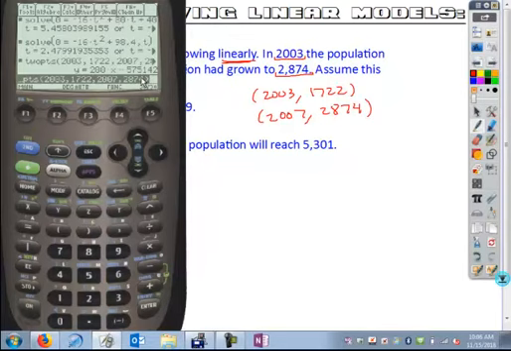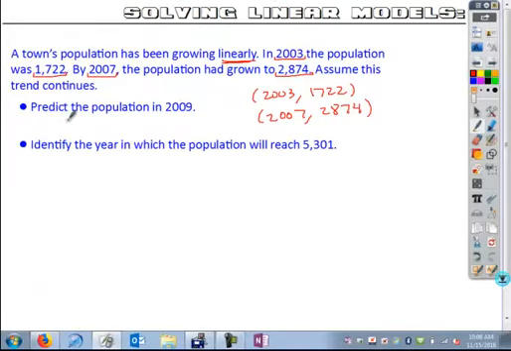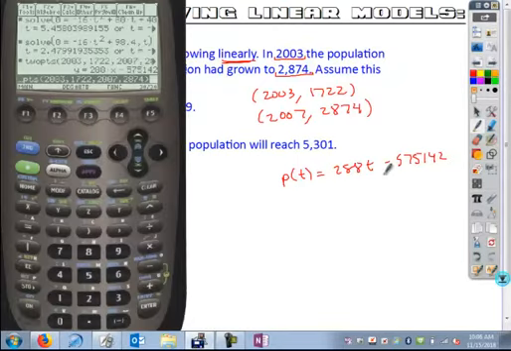Now, it didn't ask us to write this equation, but there are problems where it might ask you that. So if we were looking at the equation for this, I'm going to use function notation here, we would get that the population is a function of time. I had the 288x, I'm going to call it t here, but you can call it x, plus, and my function was minus 575,142. And so that was my function here.